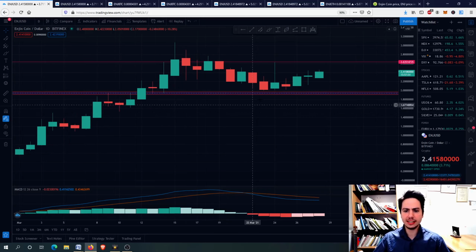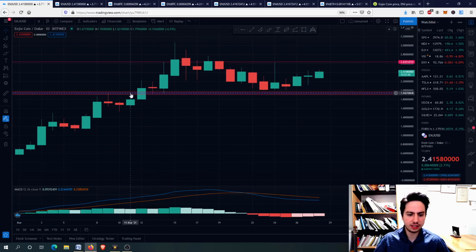So let's see here, our support line, which became at 13th March, the support line was previously a resistance level here at 11th March and 9th March. Okay, so this now is our support line here. We tested two times, almost three times, and it is between 1.91 to 2 USD.